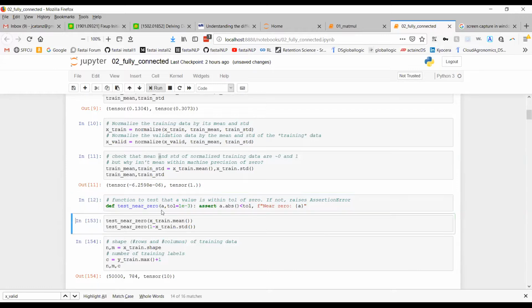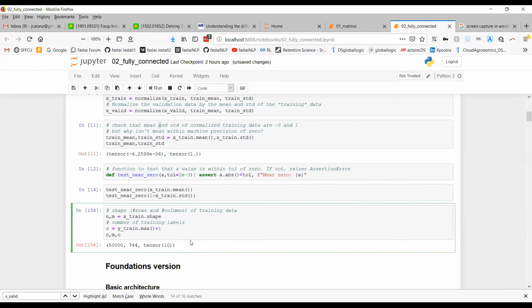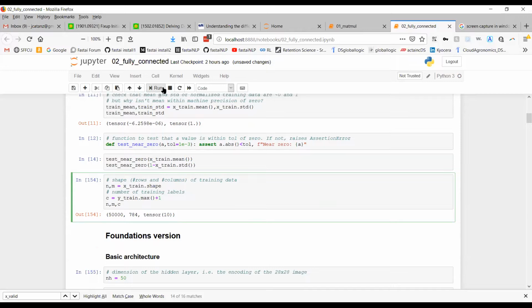So this is that function. With the way it is built, it throws an exception if the value is not near 0. If it is near 0, it just doesn't do anything. So if we see nothing after we run this, then we know that it passed the test. We could have constructed this to give a message that it passed, but that would take more time. So we do the test, and it passes. Now we can look at the shape of the training data and put the number of rows and columns into variables n and m.